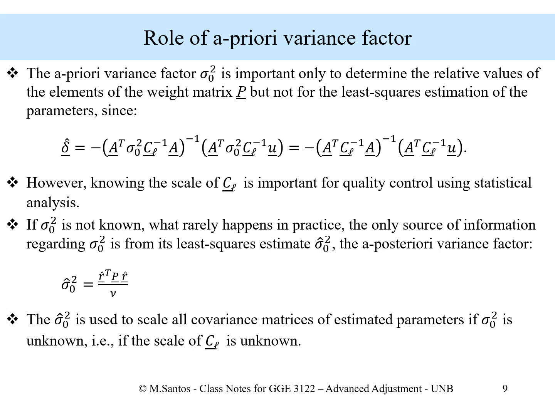If the a priori variance factor is unknown, meaning the scale of the covariance matrix of the observations is unknown, the a posteriori variance factor is used to scale all covariance matrices of the estimated parameters. That's important, and we are going to talk more about the a priori variance factor and the a posteriori variance factor when we discuss quality control.